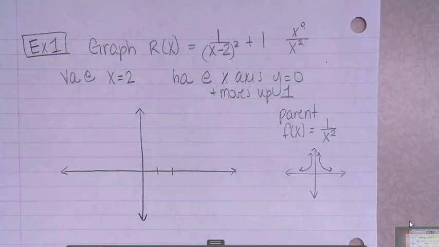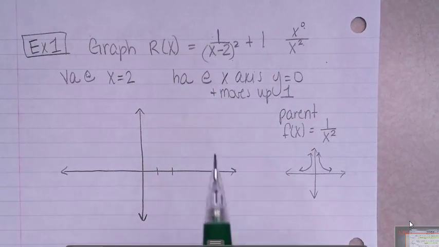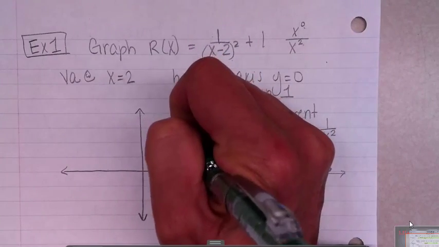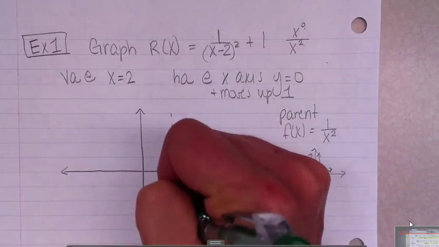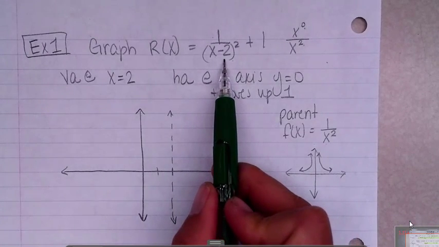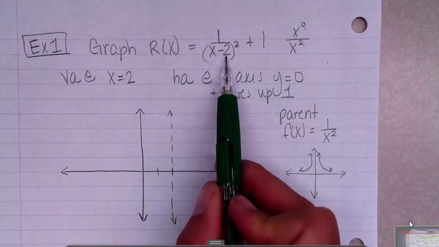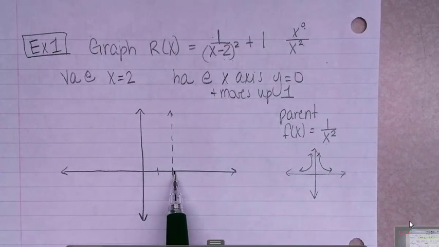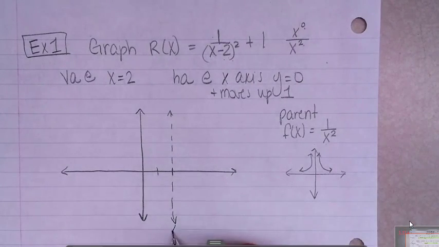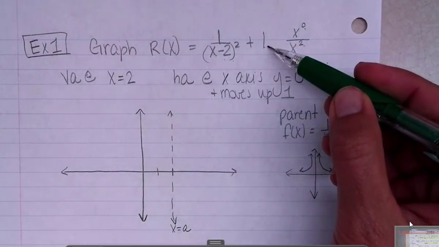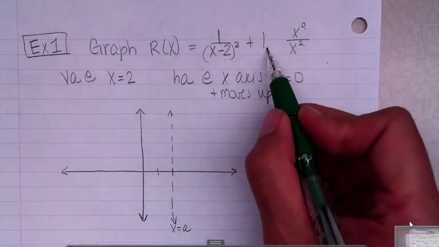Now my horizontal asymptote and my vertical asymptote, I'm going to go ahead and put those in. Basically my parent graph has shifted right 2, which shouldn't be a surprise to you, right? This is x minus h. So we've gone right 2. And then it's also shifted up 1, which is your k.